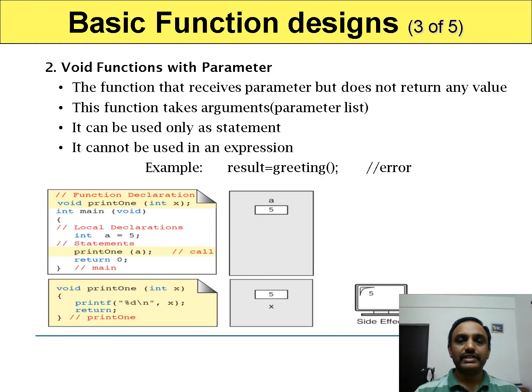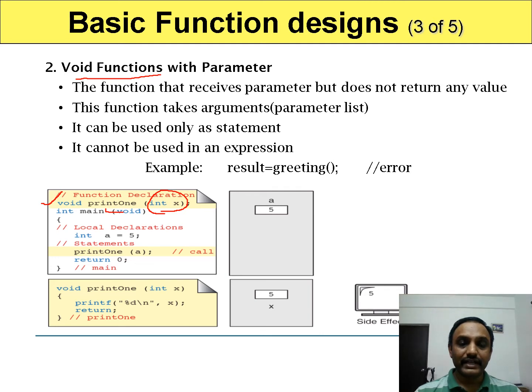Now observe the second basic function design, that is a void function with parameters. That means some value we are sending from the calling function to the function definition. So here this function is not returning any value. Observe how we are writing the function declaration. Void function name is print1, int x. This int x is the formal parameter.